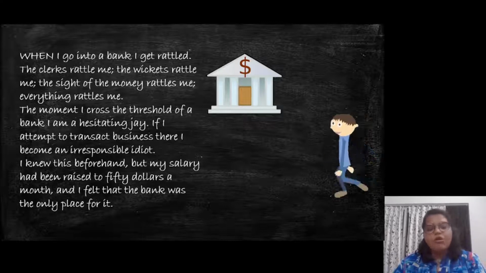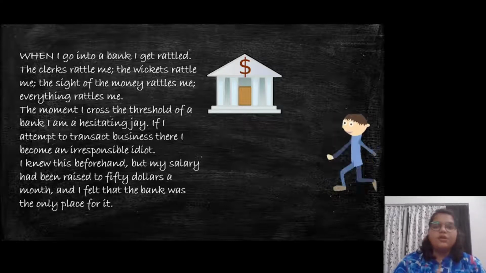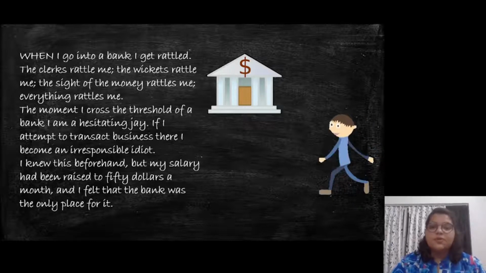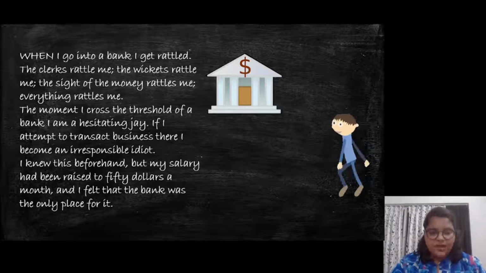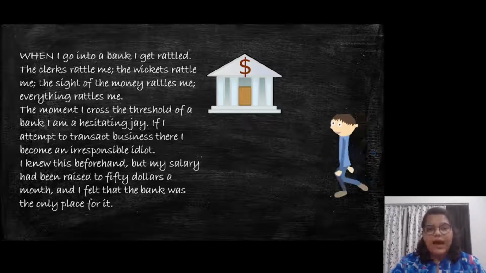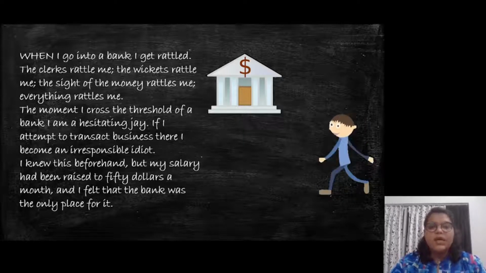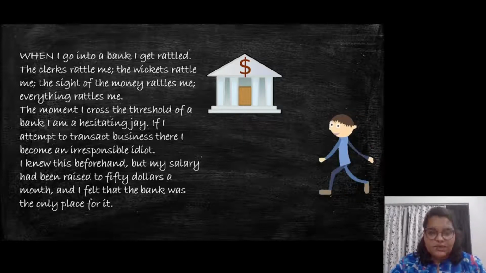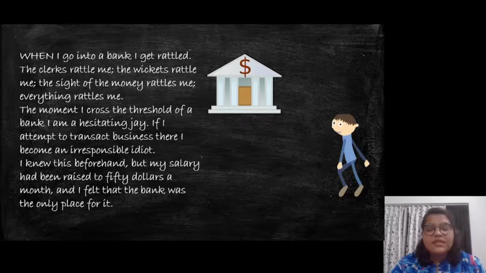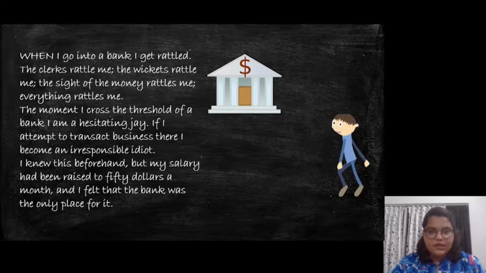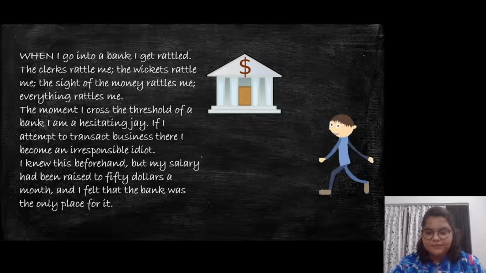So as we all know, this story might have been written a long time back. That's why $50 a month was a big amount then. And the narrator thought that the bank is the only place he should visit, because his salary was increased. And he feels that the bank is the safe place to keep his salary, to deposit his salary.